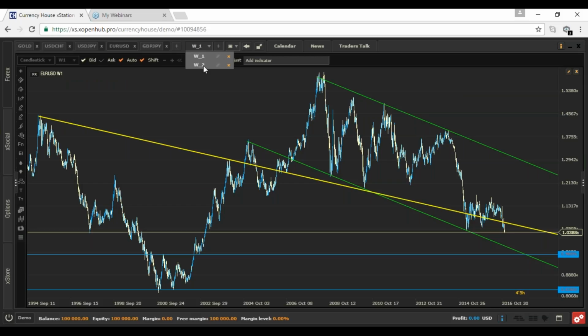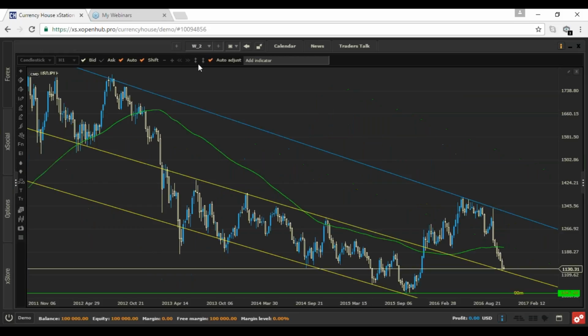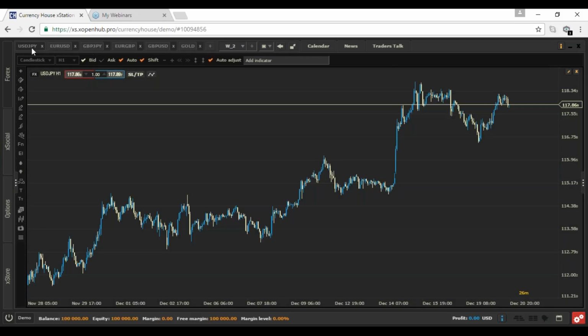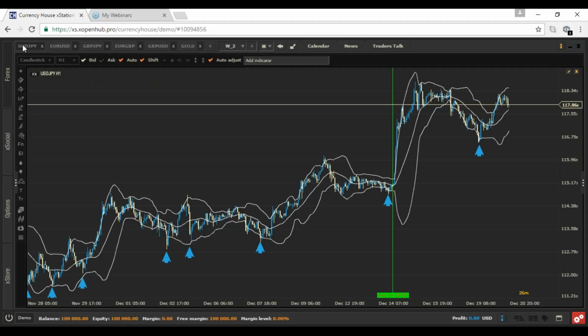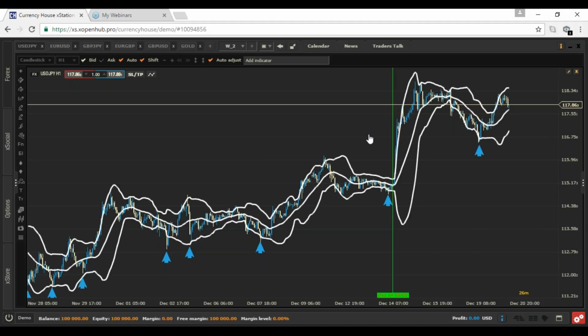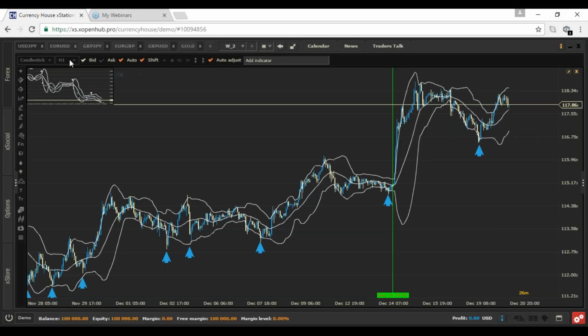So let's switch to another workspace, and we will start with dollar Japanese yen as one of the most attractive pairs to trade nowadays. What do we have here? It's an hourly chart. It means that one candle is 1 hour.